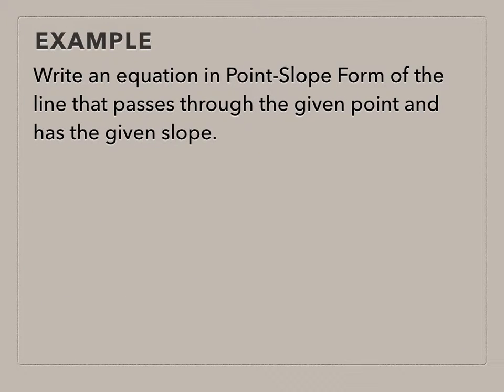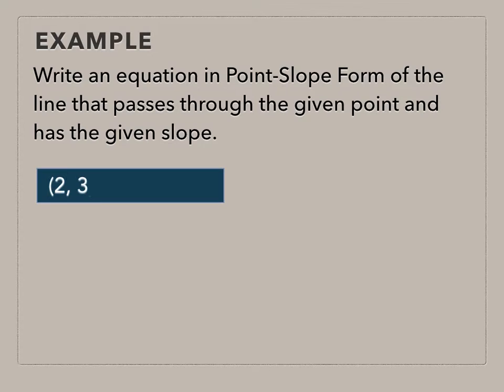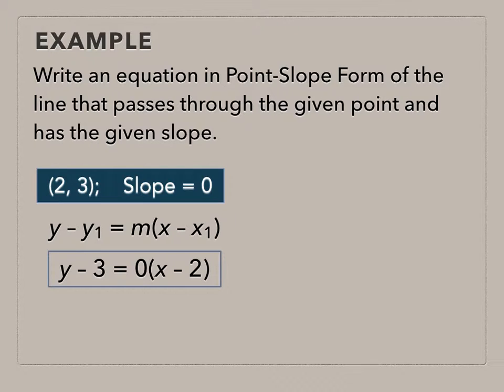Next example, I'm going to be given a point and a slope again, but this time the slope is 0, and we'll use y minus y1 equals m times x minus x1. And this time we can substitute directly into the formula. So y minus 3 equals 0 times x minus 2. That is the equation in point-slope form, passing through the point 2, 3 with a slope of 0.